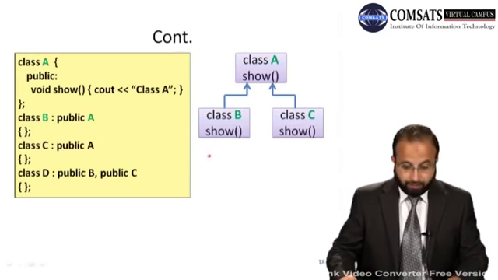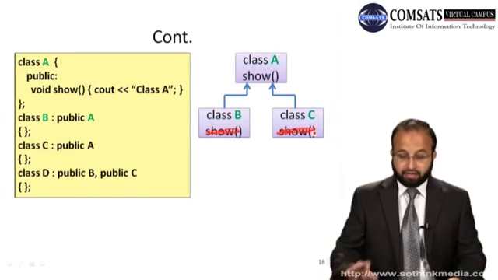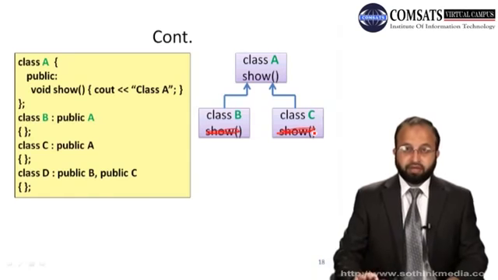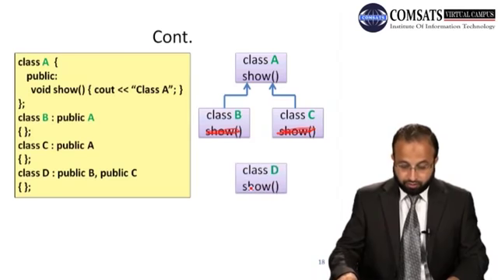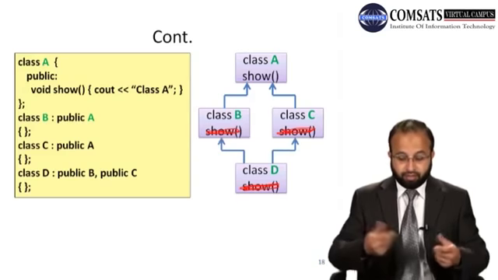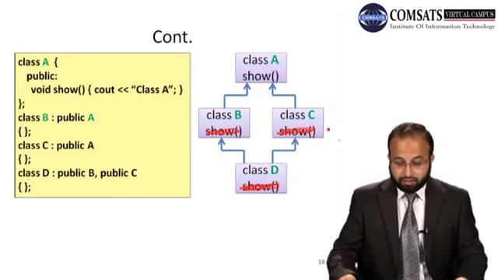Excuse me, just forget about this function. There's no show function in class B, right? No show function in class C. Let me remove it. Okay. And class B and C are inherited from class A. And then we have a class D. It also has no show function. यहाँ पर कोई show function नहीं है इसमें, ठीक है. And then class D is inherited from class B and C, ठीक है. Multiple inheritance हुई है यहाँ पर.